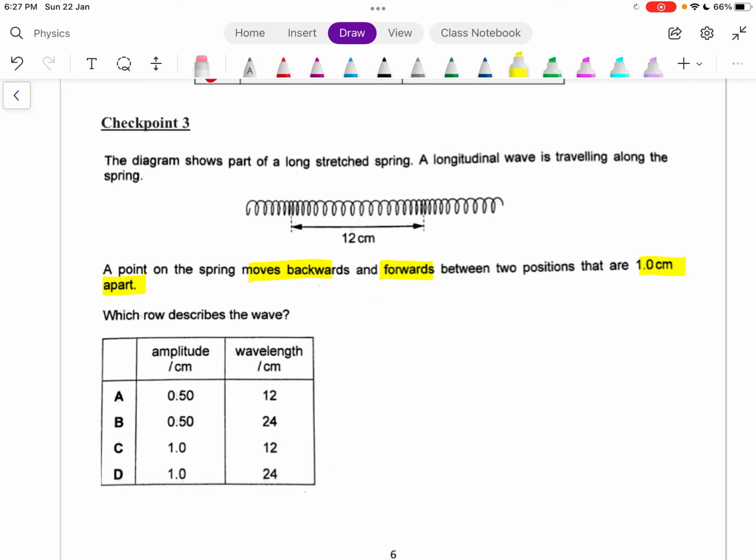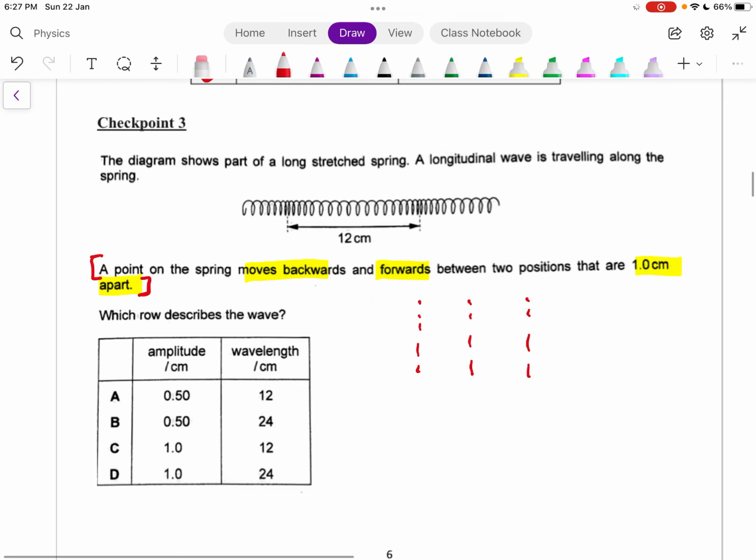Very first, let's determine the amplitude. Looking at this sentence, a point moves forward and backward, so what do they mean by this? Imagine that I have 3 positions, 1, 2, 3. They say that a point moves forward and backward 1 centimeter apart, which means it's from here to here. So that's 1 centimeter apart. This point on the spring will move from here, then to the maximum point, then to the other maximum point. So this is 1 centimeter.